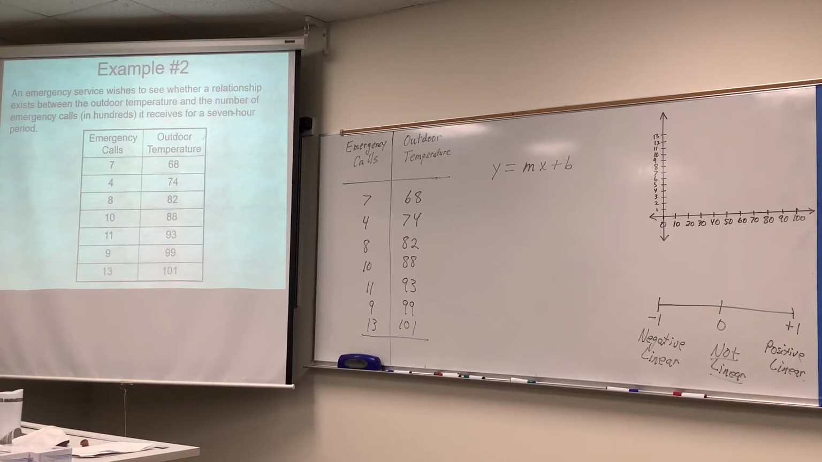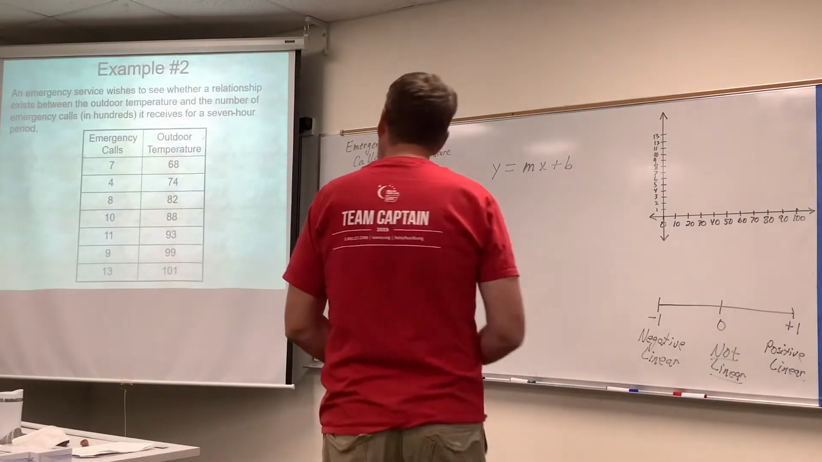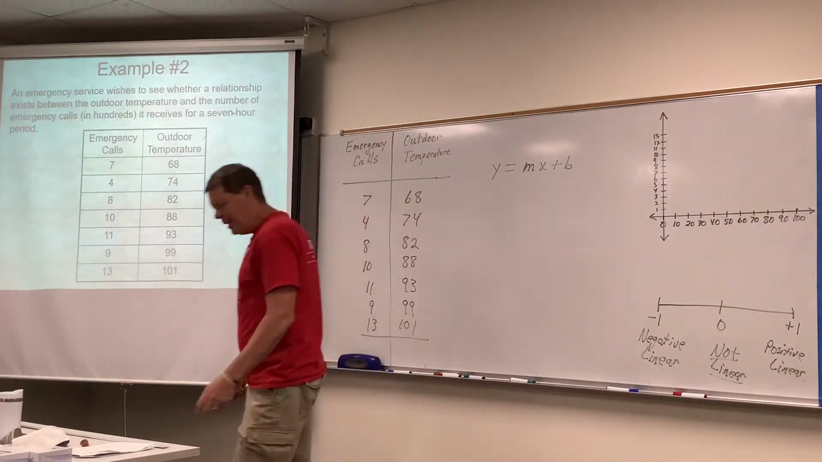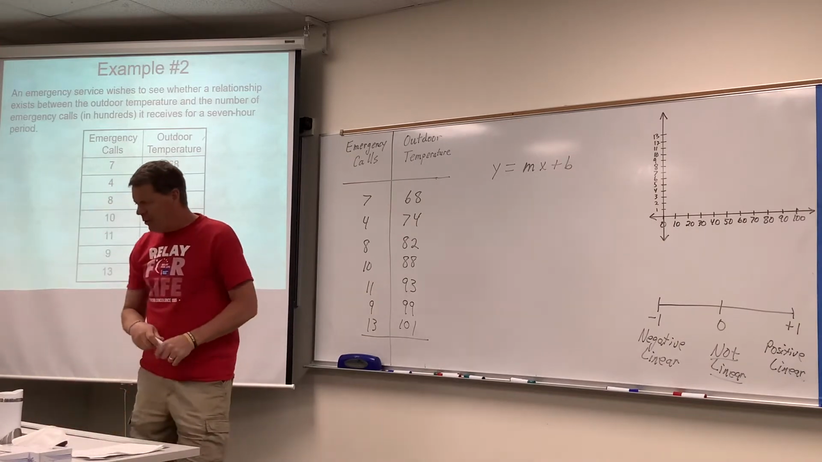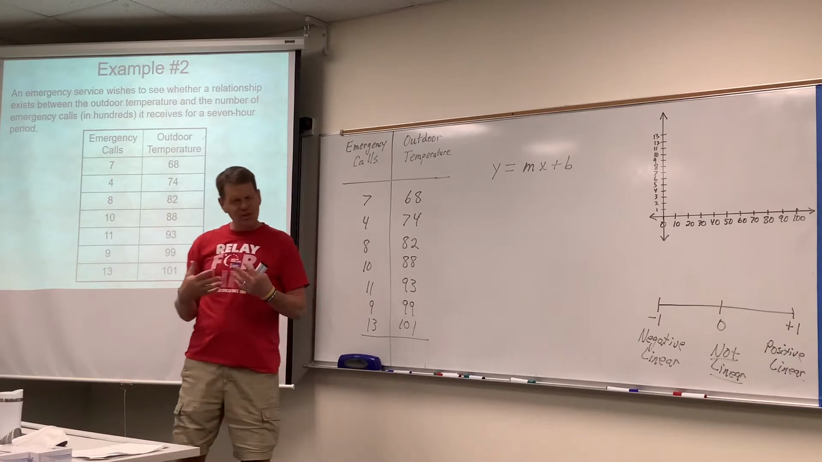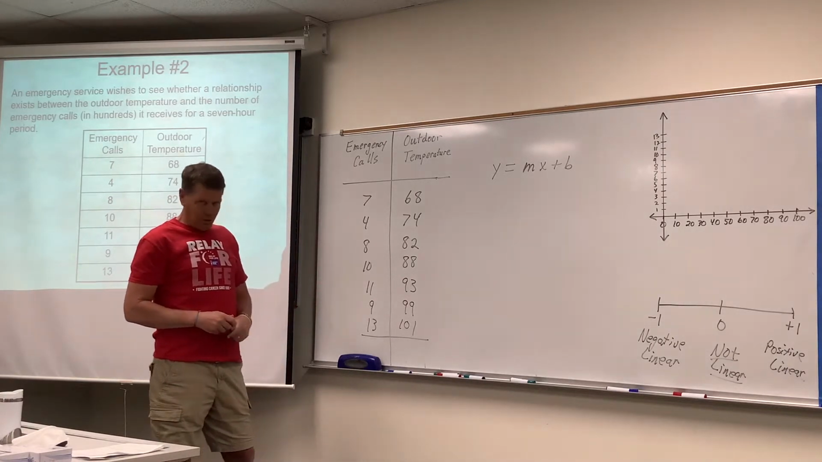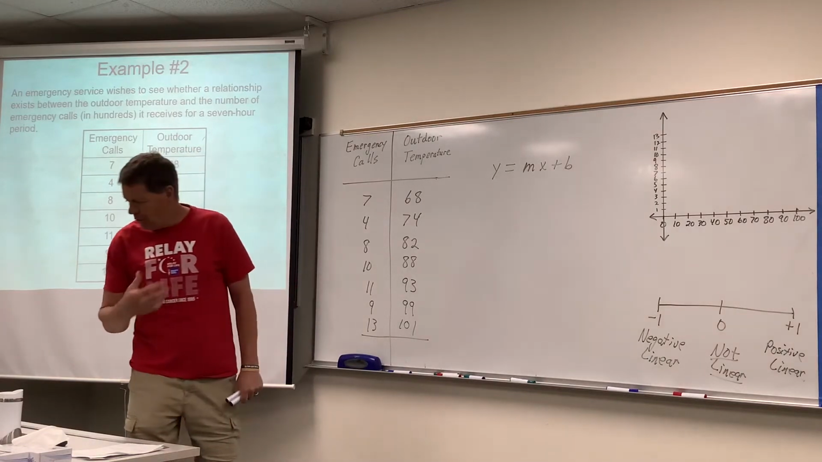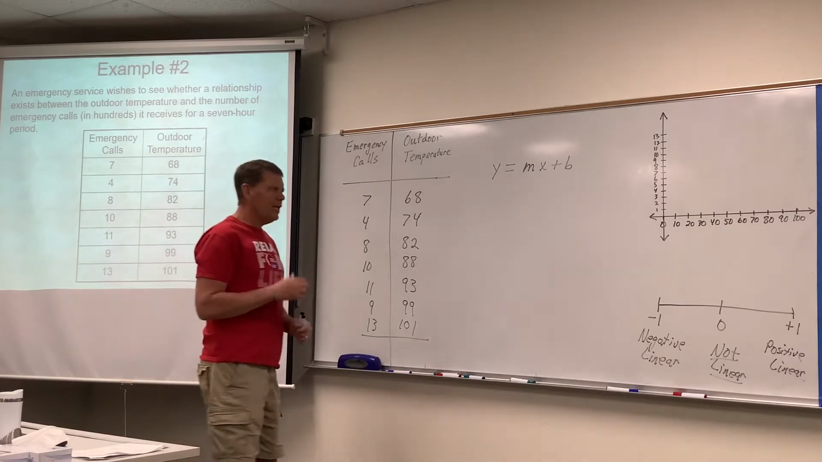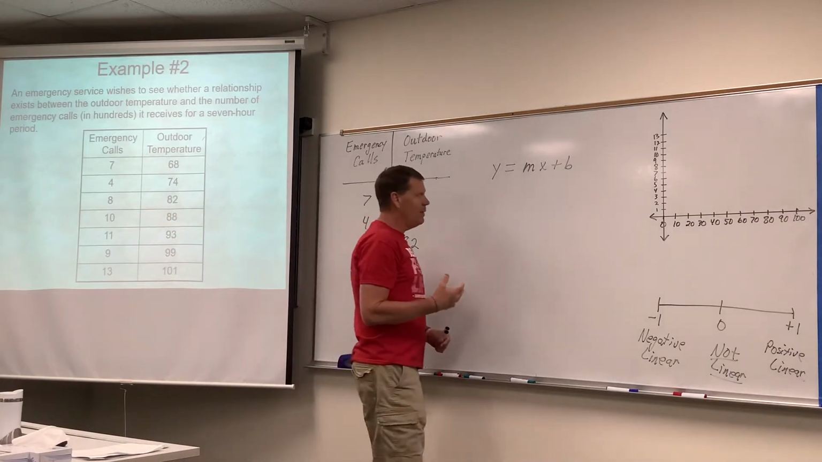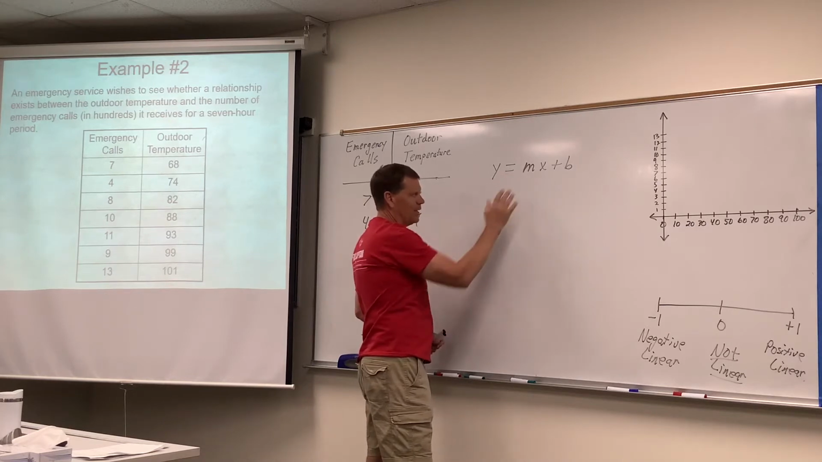All right, our last example we will ever do this entire semester together. Example number 2, and again we're dealing with correlation and linear regression. We have two variables here. We have an emergency service that sends out emergency trucks, I guess, tow trucks, whatever it might be, and outdoor temperature. Now, notice this time we didn't label the columns in terms of X and Y. I would like you to keep in mind that if this does prove out to be linear, the equation is going to be y equals mx plus b.